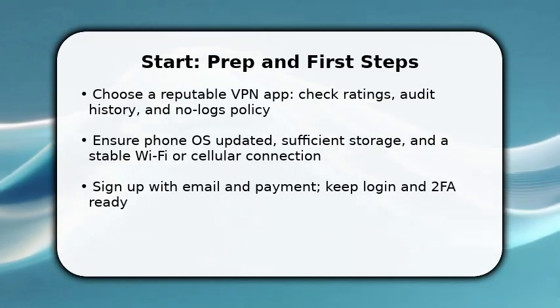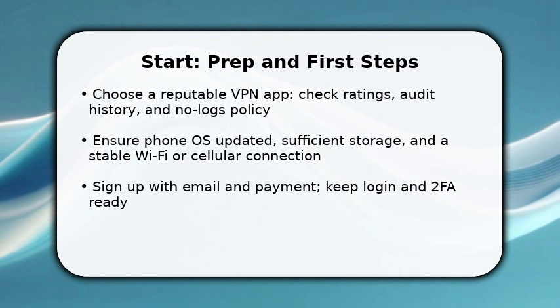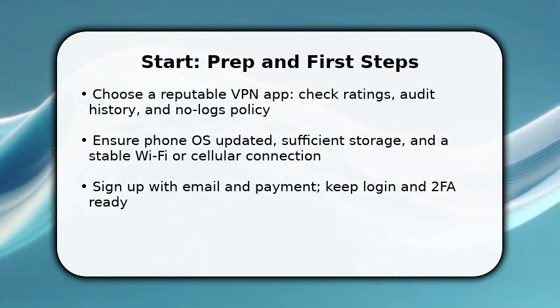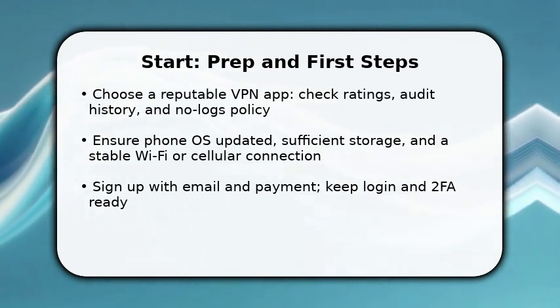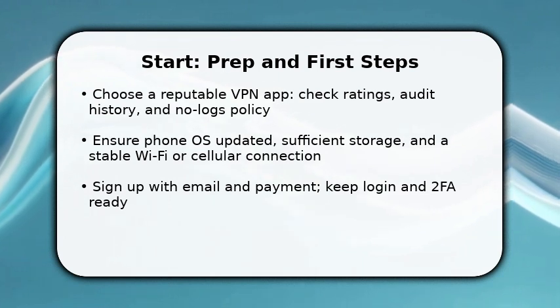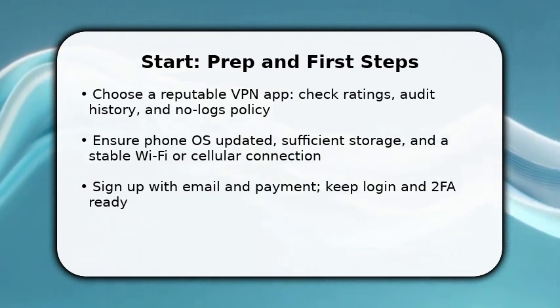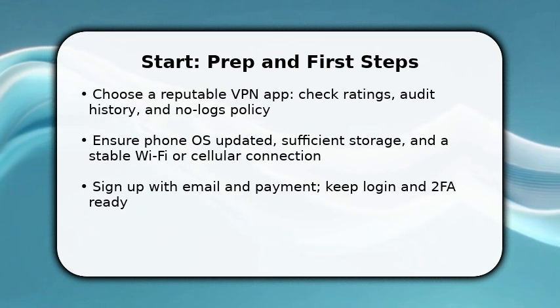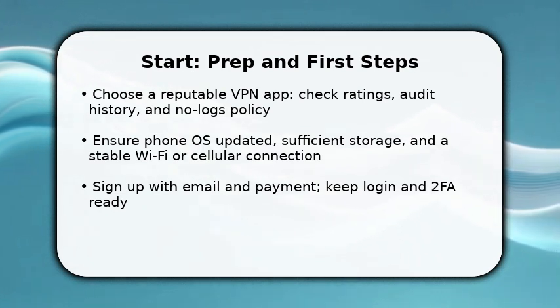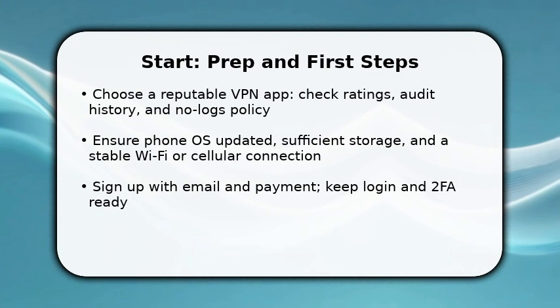You begin by preparing. Pick a reputable VPN app and install it now. You need an updated phone, free space, and a stable connection. Download and open the app. Create or sign into your account, enter payment if required, and enable two-factor authentication for security. Once done, grant the minimal permissions the app requests.